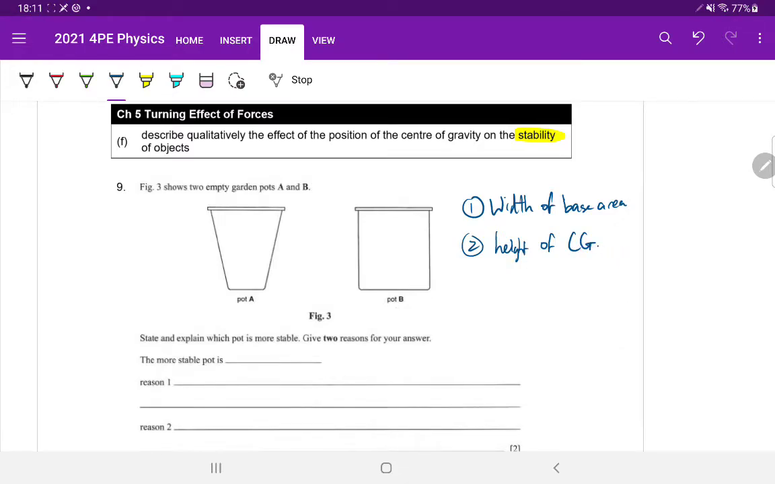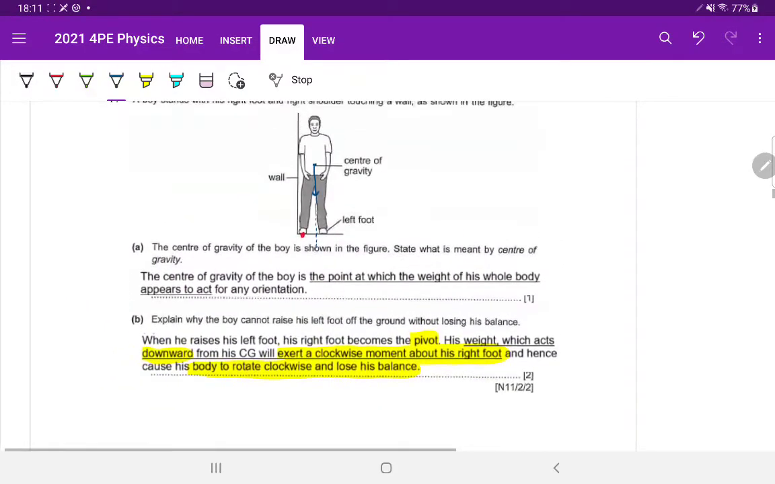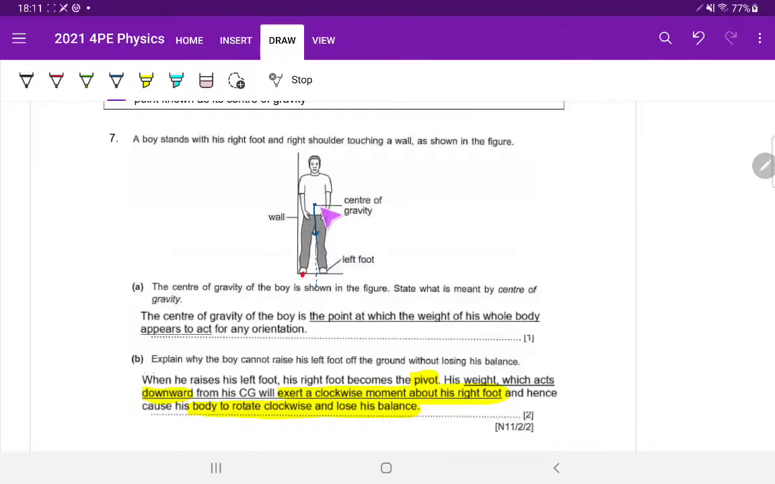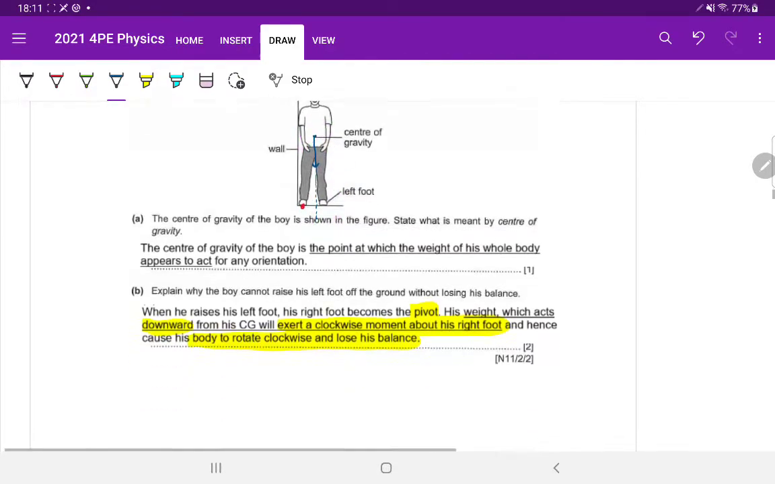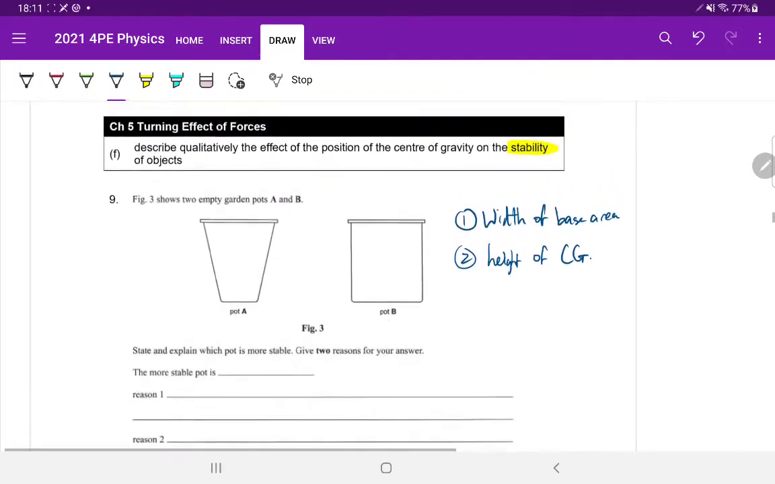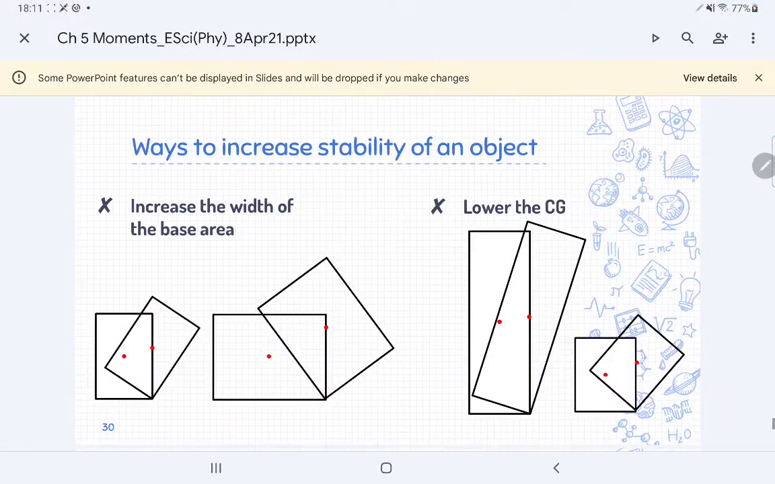Why? In the previous question, we talked about how this guy would fall over. Why would he fall over? It's when his weight, acting at his center of gravity, reaches beyond x and results in a moment about the pivot that will cause him to topple over. So stability of objects has a lot to do with that, and I'll show you this slide quickly. When will an object topple?